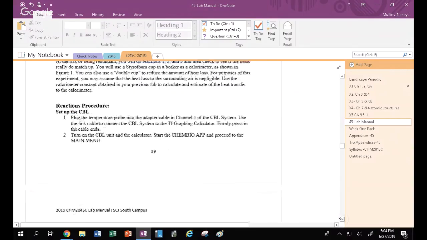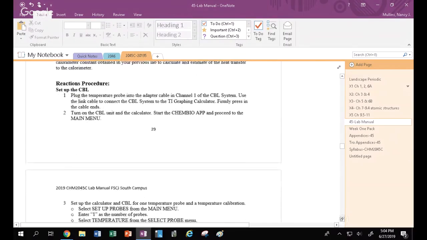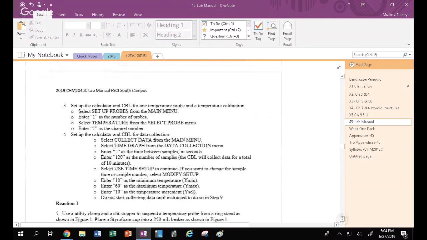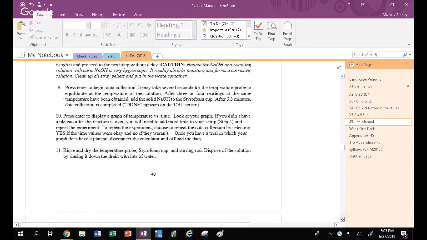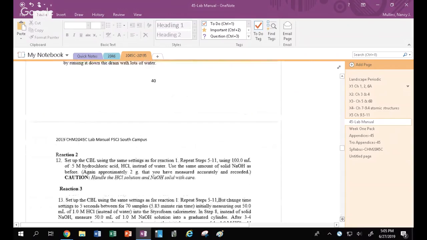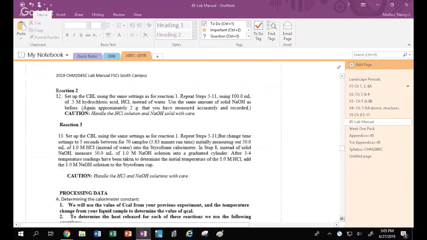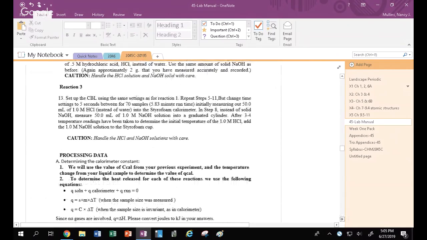So you're setting it up the same way that you did last time with your specific heat experiment, but your time frame is different. So for reactions 1 and 2, you're using 10 minutes. So 5 is the time between samples. Use 120 samples, which gives us 10 minutes. Then for reaction 2, no changes there.